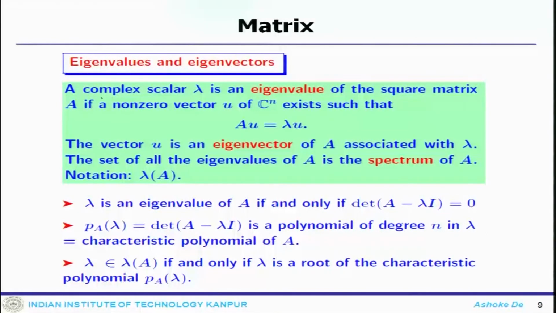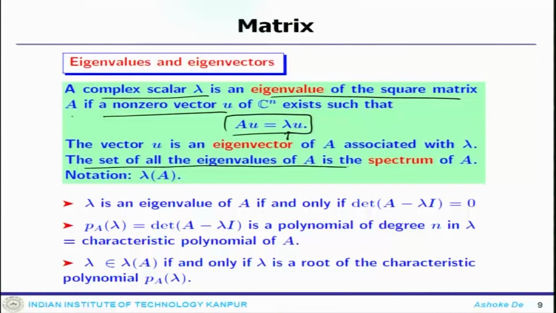Eigenvalue: the complex scalar lambda is an eigenvalue of the square matrix A if there is a non-zero vector u such that A u equals lambda u, and this lambda is going to be the eigenvalue. So, the vector is the eigenvector and the associated values will be lambda, and the set of all eigenvalues of A is the spectrum of A, and one can write the eigenvalues of A as lambda(A).